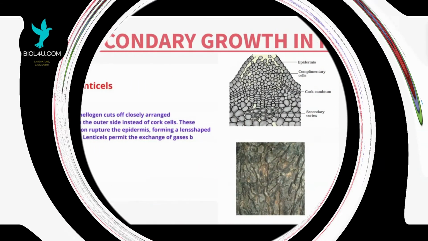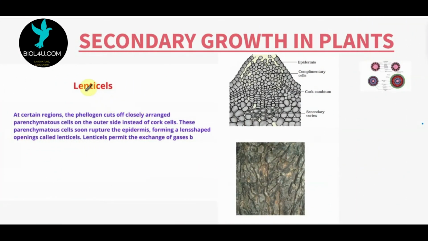Let us see the lenticel. Lenticel means when secondary growth takes place, new tissues are continuously produced inside, and they exert pressure on the bark, and as a result the bark will break. So the epidermis is broken, and complementary new cells are formed here. Why are new cells formed? To repair the broken epidermis.